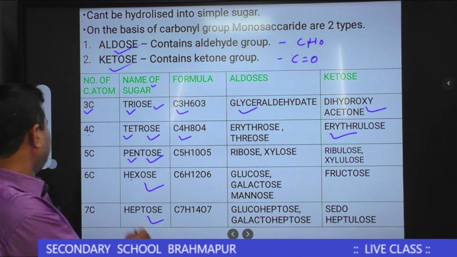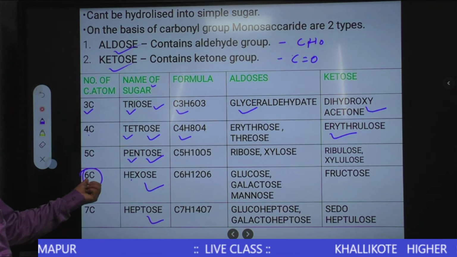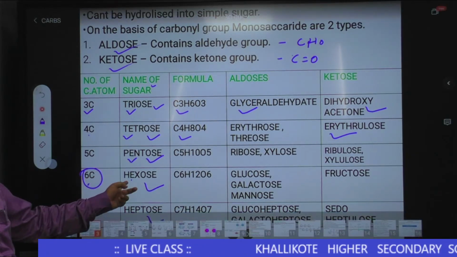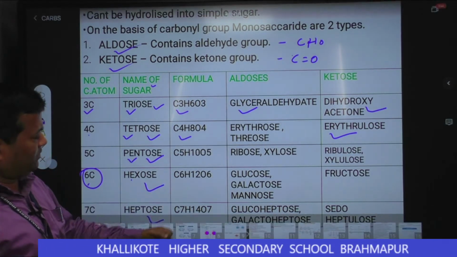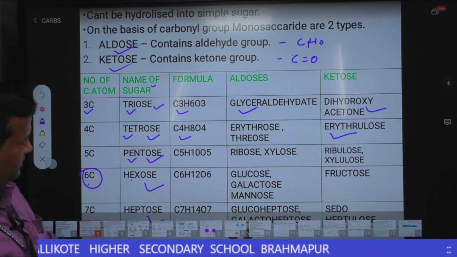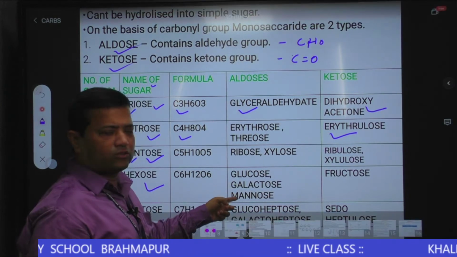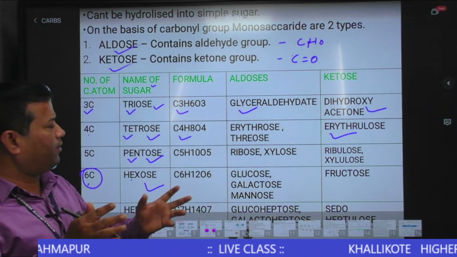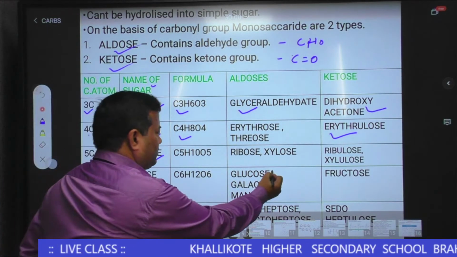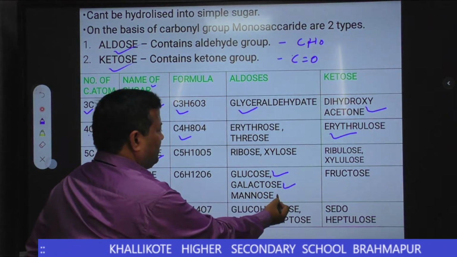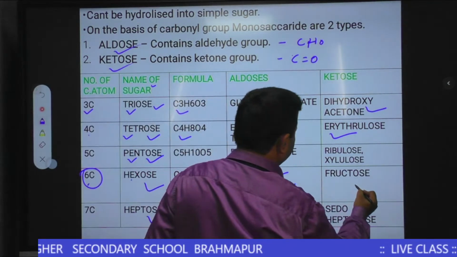Then comes the 6 carbon atoms. When the number of carbon atoms is 6, the sugar is said to be hexose sugar. Its molecular formula is carbon 6, H12, oxygen 6. The aldose forms of hexose are glucose, galactose, mannose. You remember there are 3 aldose sugars of hexose: glucose, galactose, mannose. Similarly, the ketose form of hexose is fructose.